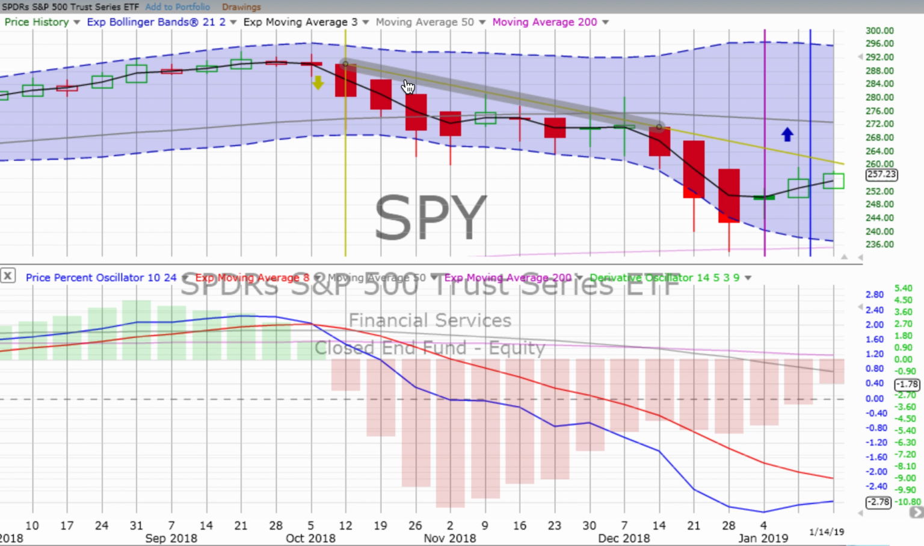Now the overall sentiment, because we're still in a confirmed down move and haven't had the price percent oscillator, that's our main indicator, crossover going up.